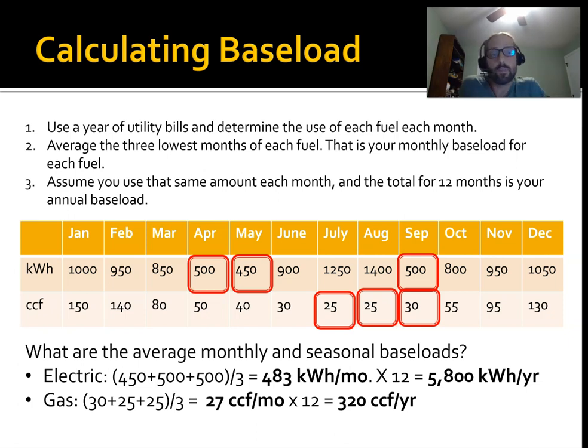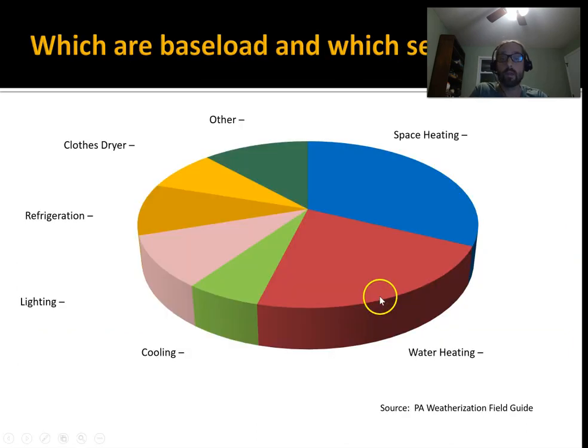Okay, so if you want to calculate the base load, you take the 3 lowest months, you average it out, and you just assume that you're going to use that much every month of the year, regardless of what time of year it is. Now I want you to think about which of these energy uses. This is the breakdown of a typical all-electric house in Pennsylvania, the major electricity users in that house. You can see it's mostly space heating, water heating, some cooling, some lighting, refrigeration, clothes dryer, and other.